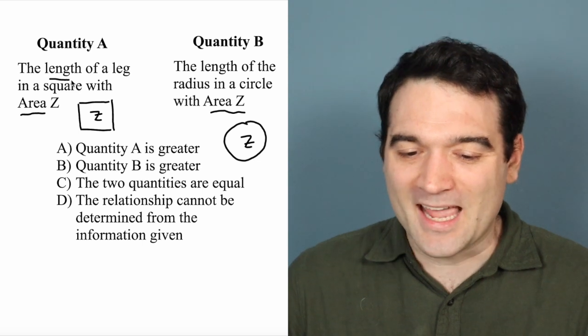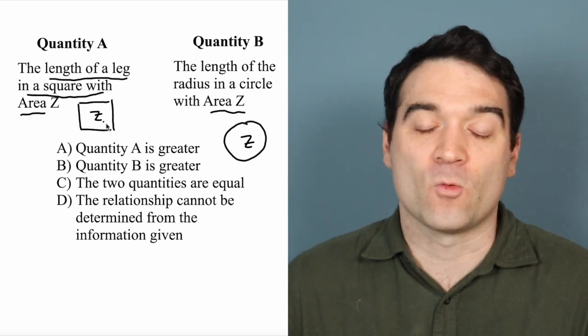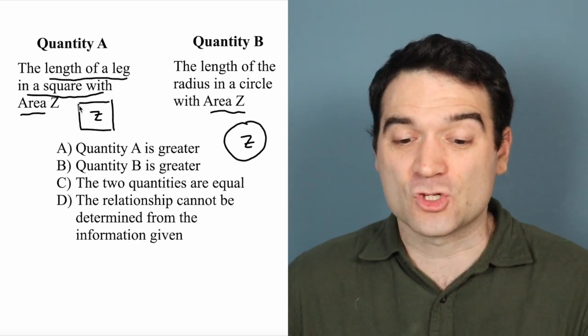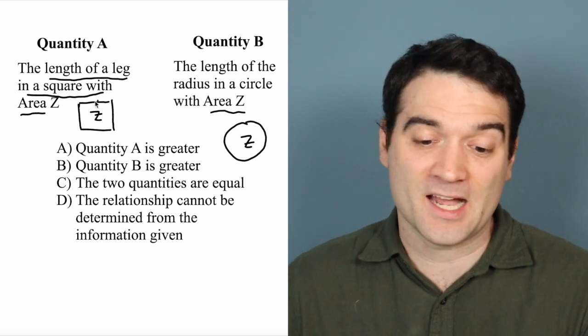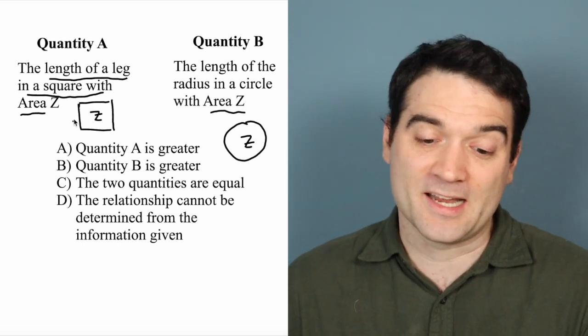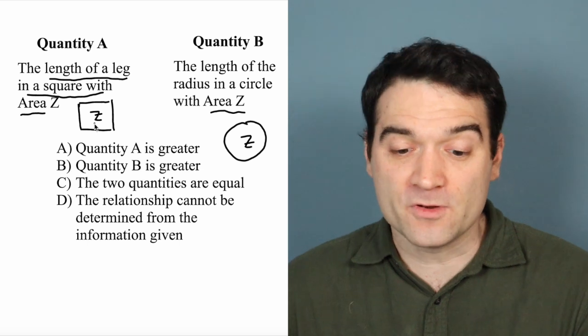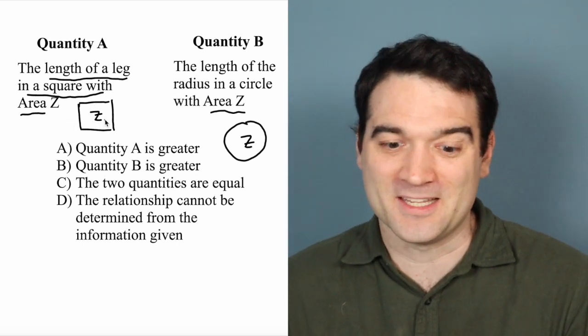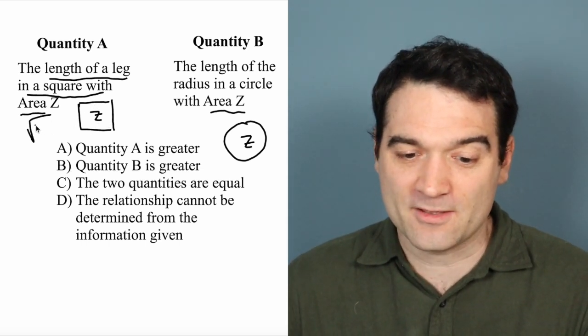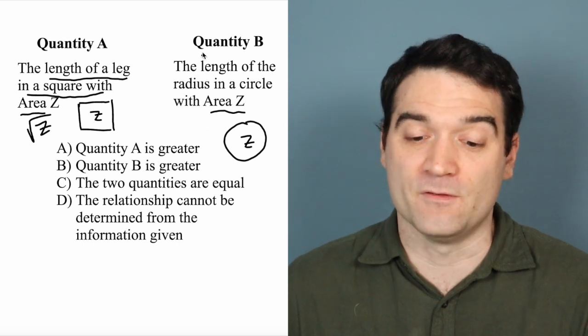So what is the length of a leg in a square with an area of z? Well, the area of a square is just one side times the other, so call it side times side. It'll be the square root of z, right? Because the square root of z times the square root of z is z. So this value is the square root of z.